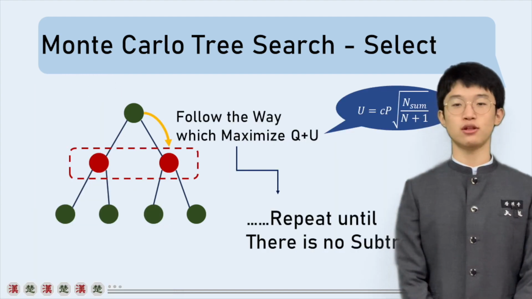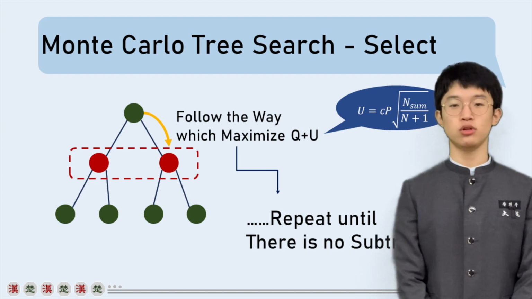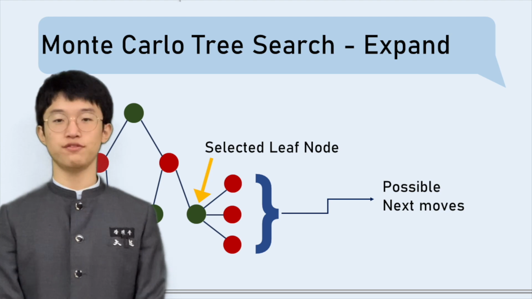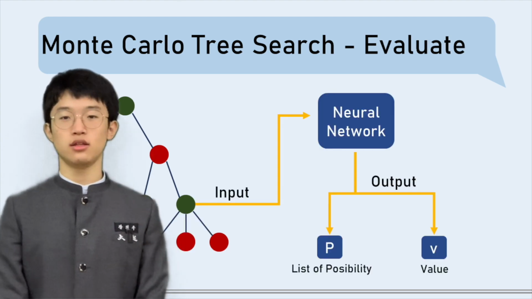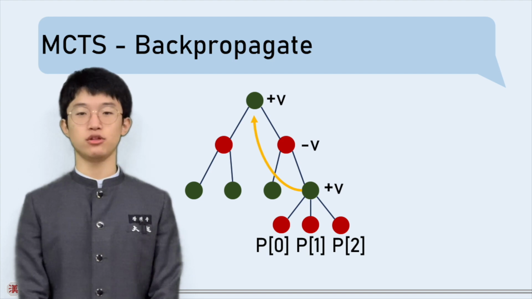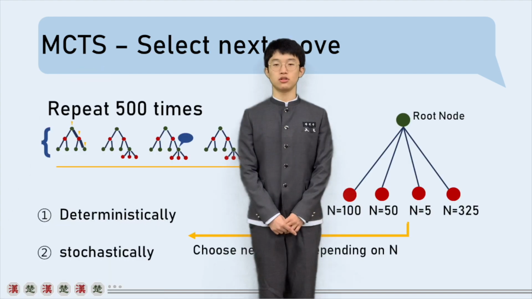Firstly, MCTS follows the path which maximizes Q plus U until it reaches the end of the tree. U is the mathematical notation presented here. Then the possible next moves from the leaf node are added. Then the neural network evaluates the leaf node and outputs P, the probabilities of the possible next moves, and V, the value of the current state. Then it backpropagates its value to the top. Then the next move is selected depending on N.